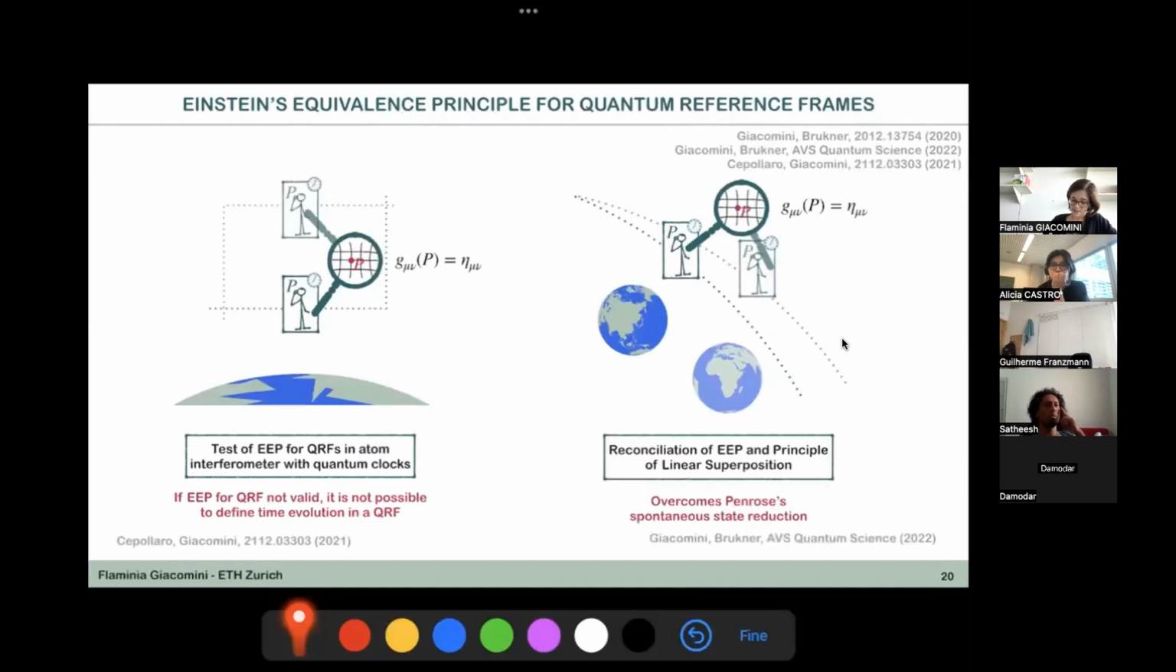And we have related that with the Penrose spontaneous state reduction. I told you two lectures ago that he argued in terms of these two principles, Einstein's equivalence principle and the principle of linear superposition, which are not compatible. He wanted to put general relativity first, so he gave up the principle of linear superposition and came up with this spontaneous state reduction. But here, what we are saying is that if you're ready to generalize the Einstein equivalence principle, then you can keep both, and they're not necessarily in contradiction.